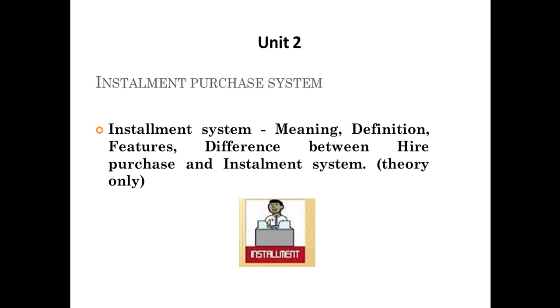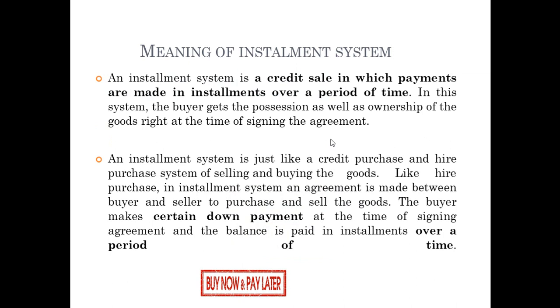The last aspect of your unit 2 is the installment purchase system. It is similar to the hire purchase system. Under this system, we are going to study the meaning of installment system, the definition, the features of installment system, and the difference between hire purchase and installment system. What are the similarities, and how is the installment system different from the hire purchase system? Only theory questions will be asked from an examination point of view. You don't have problems under installment system. Okay, now we'll move on to the session.